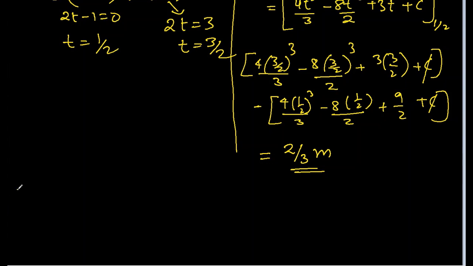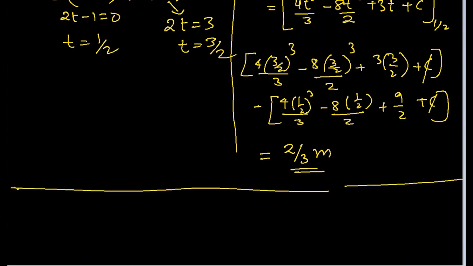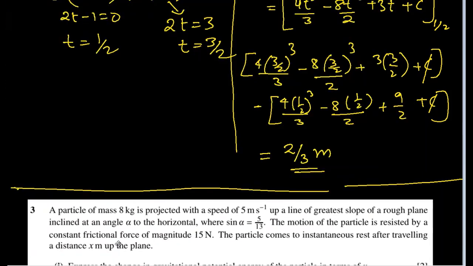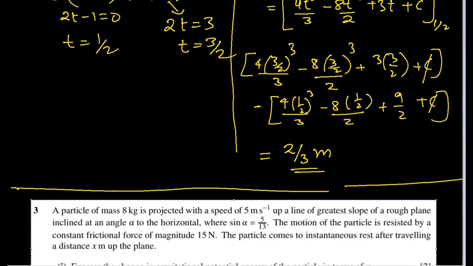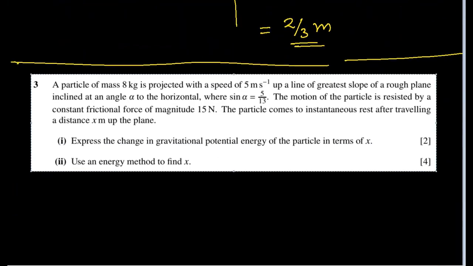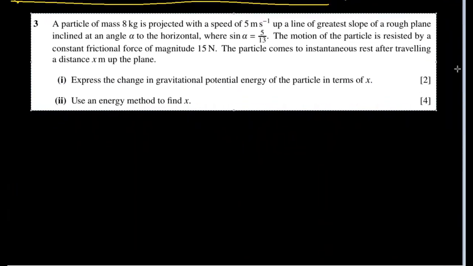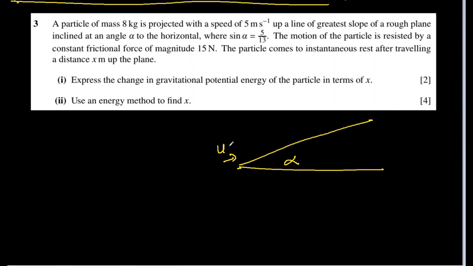So simple. Okay, let's go to the next one, which is this. A particle of mass 8 kg projected with a speed of 5 meters per second up line of greatest slope on an inclined plane where the angle is alpha. Okay, so this is alpha, and from here u initial velocity is 5 meters per second.